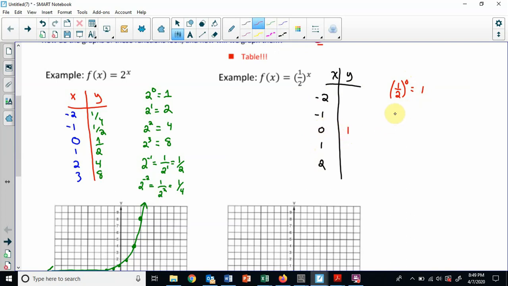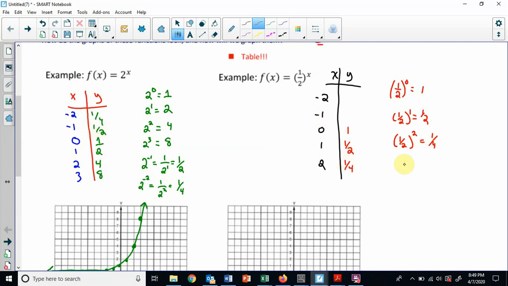Anything to the 1st power is just going to be itself, right? So 1/2. Now, if we square a fraction, do you remember how to square the fraction? You square the top, you square the bottom. Well, what's 1 squared? It's just 1. 2 squared is 4. So this is 1/4. So wait, this looks kind of like this other graph, but upside down, doesn't it?